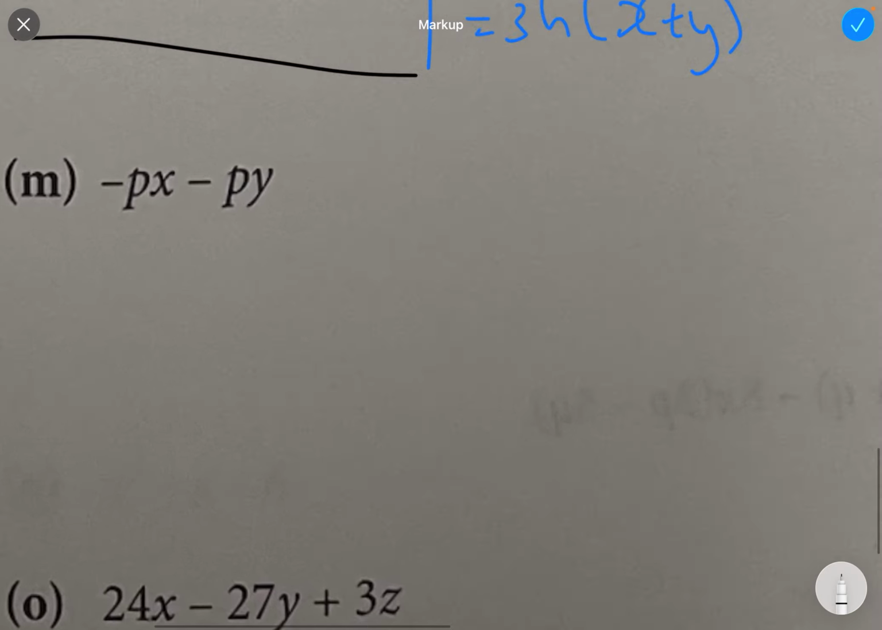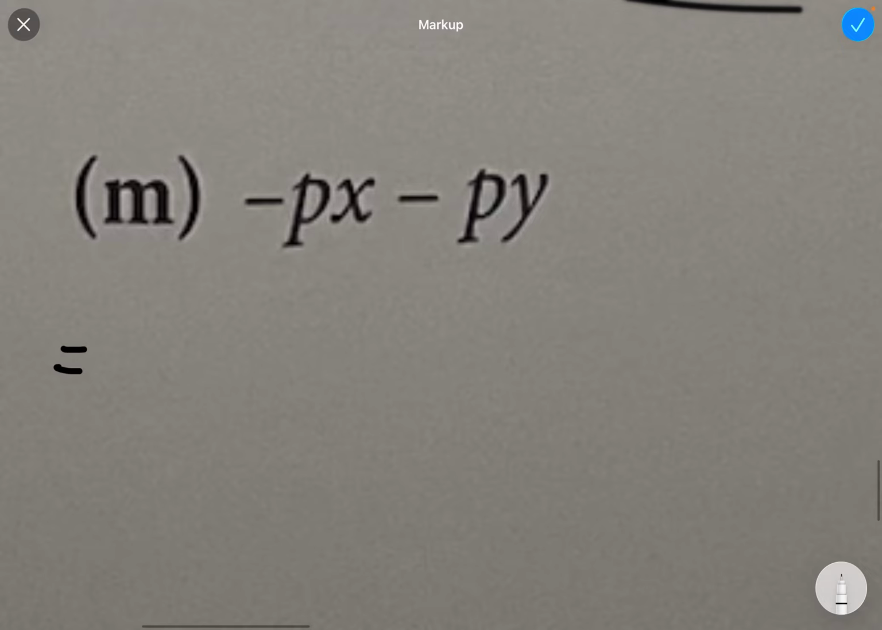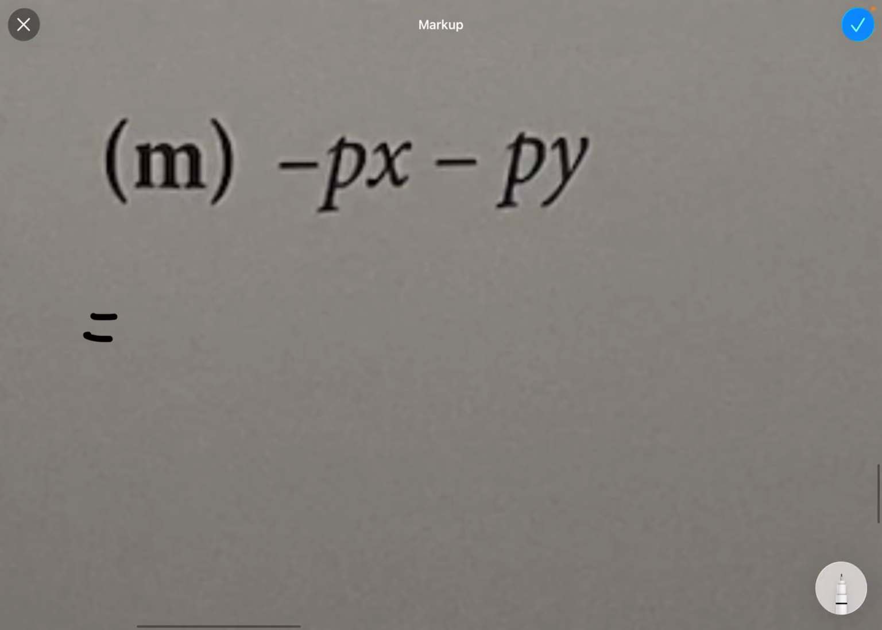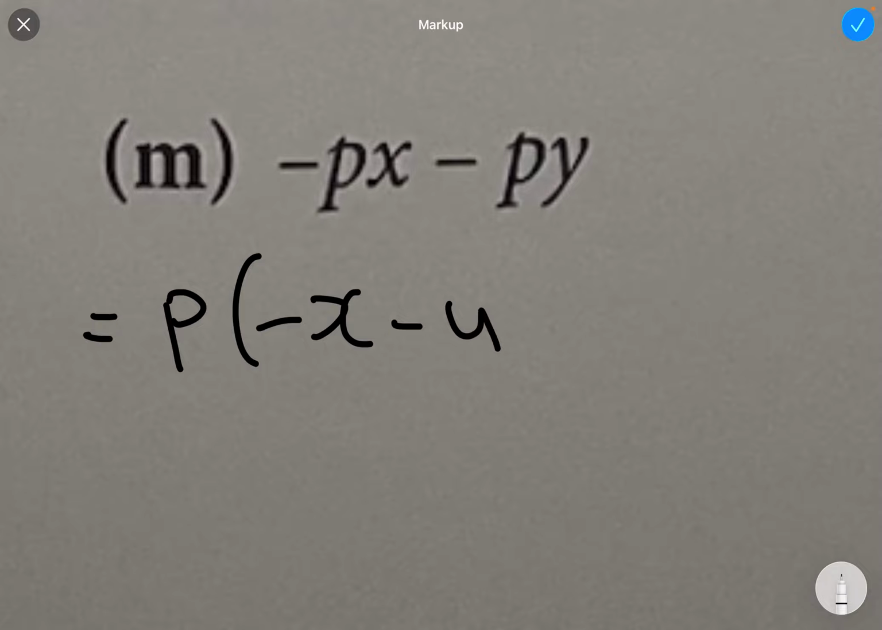Okay, quickly. There is no hard and fast rule to actually factorize out the negative sign. So in the exam, if you just factorize out the p, one term, two terms, then if I only factorize out the p, I get minus px divided by p, minus x, and minus py divided by p, minus y. Like that also can, like that also acceptable.